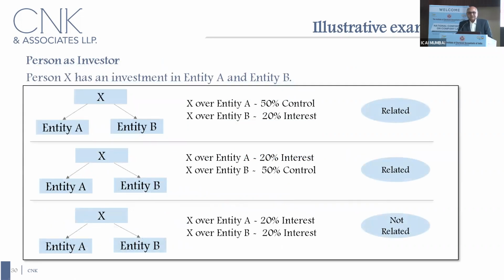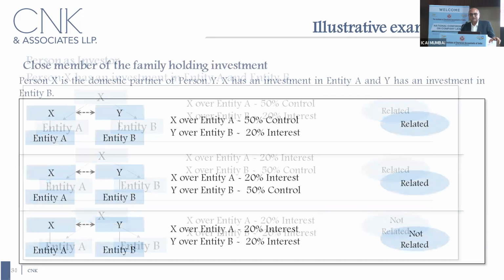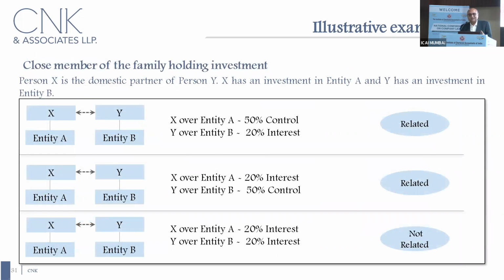So if a person is an investor, person X has an investment in both entity A and B. In A, 50% control, in B, 20% interest, both are related because either I am controlling or I am having significant influence. In A, 20% interest, in B, 50% control, obviously again related. In A, I have 20%, in B, I have 20%, may not be related if that significant influence may not be demonstrated. Otherwise, it will become related in that sense. Close members, a similar example where X is 50 in this, and then it will be related or unrelated depending on how you are able to establish this.